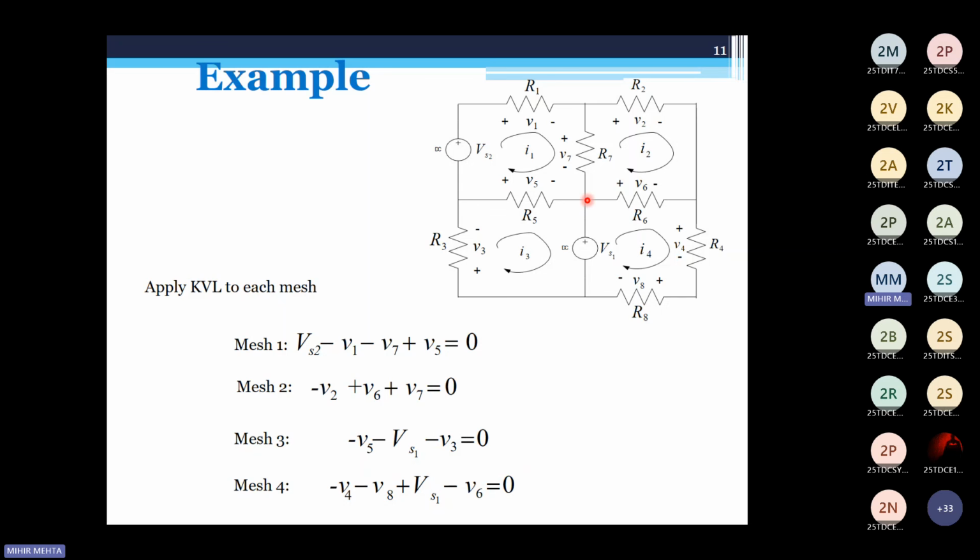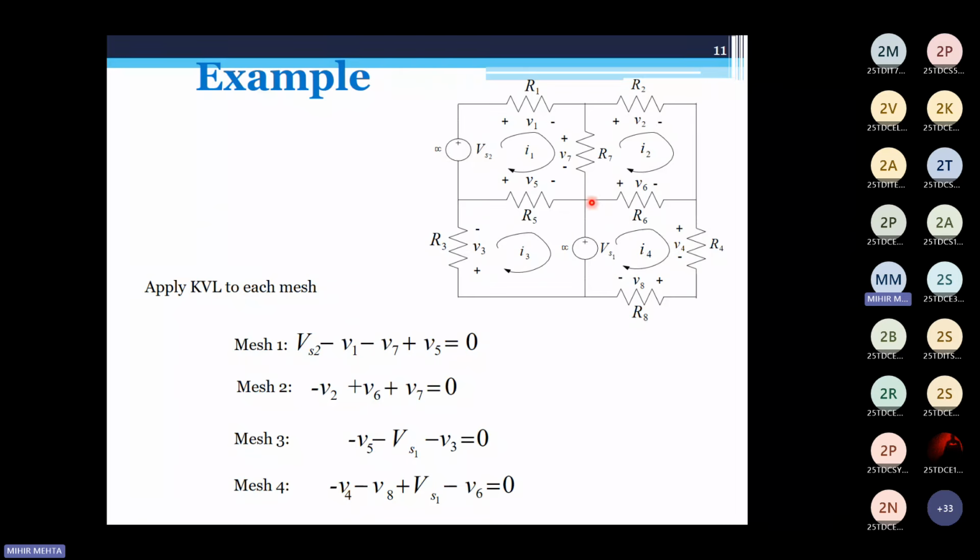And lastly, talking about your mesh 4, moving from left of R6 to right of R6, the direction is same as the current through R6 as indicated by V6. So that would be minus V6. Moving from top of R4 to the bottom of R4, my mesh direction and the current through R4 are the same. So we take this as minus V4. Similarly, the loop direction or say the mesh direction and the current through R8 are again in the same direction. So we take this as minus V8.